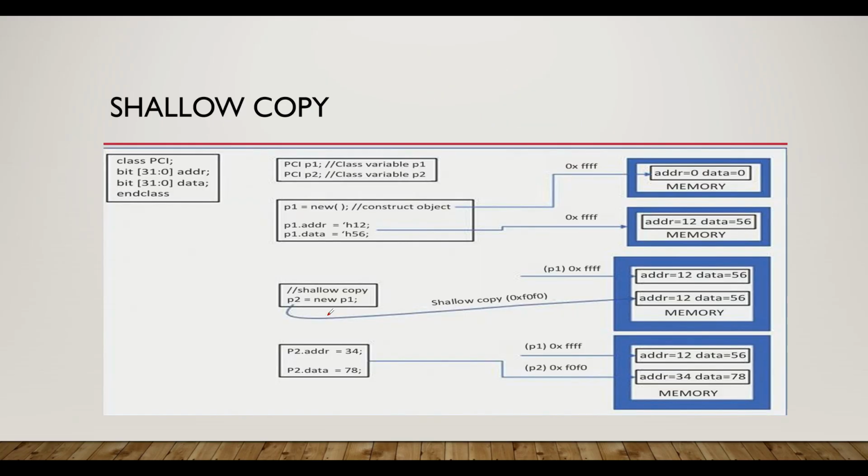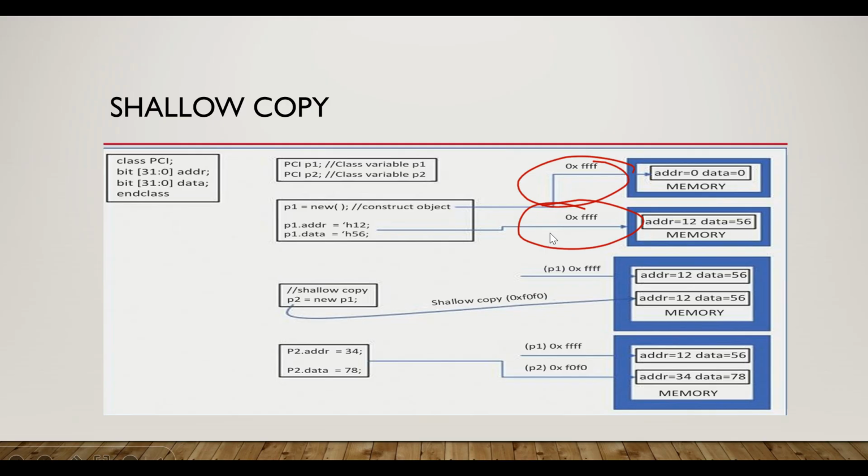Here again I have considered one example, with two properties and two instances. Each instance is pointing to a different memory location. So the result is that if you make changes in any one instance, it will not be reflected in the other instance. Okay, so that is the conclusion.